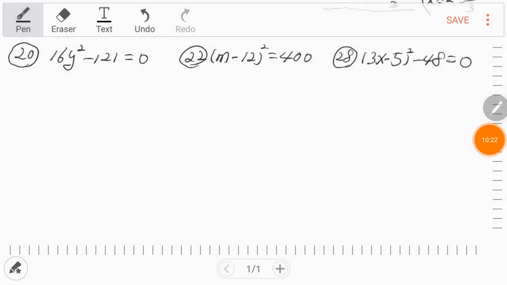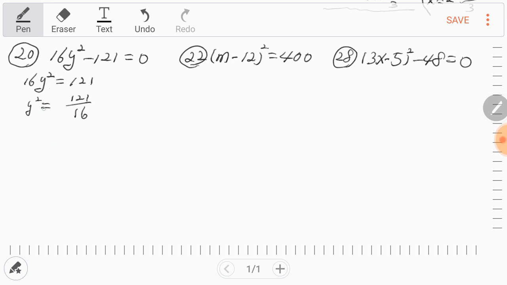Let's try this exercise. 16y squared minus 121 is equal to 0. We can use difference of squares because 16 is 4 squared and 121 is 11 squared. But in this case, let's use the square root property instead of difference of squares. For the square root property, write the square term on one side and move the others to the other side. So negative 121 becomes 121, and then divide each side by 16. Then y squared equals 121 over 16.